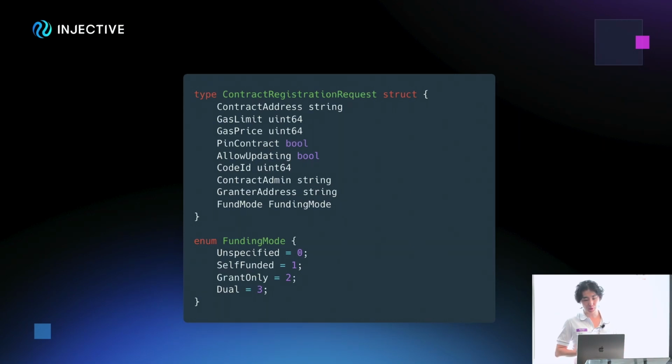So given there are 3 kinds of allowances provided by the fee grant module, the WasmX module only supports the basic and periodic. Granting an allowance to a contract is discouraged, as any contract attempting to use this kind of allowance will error by default.